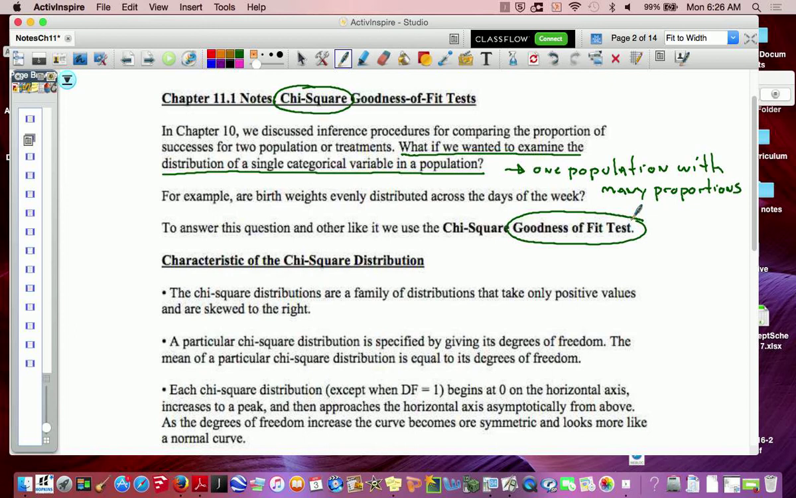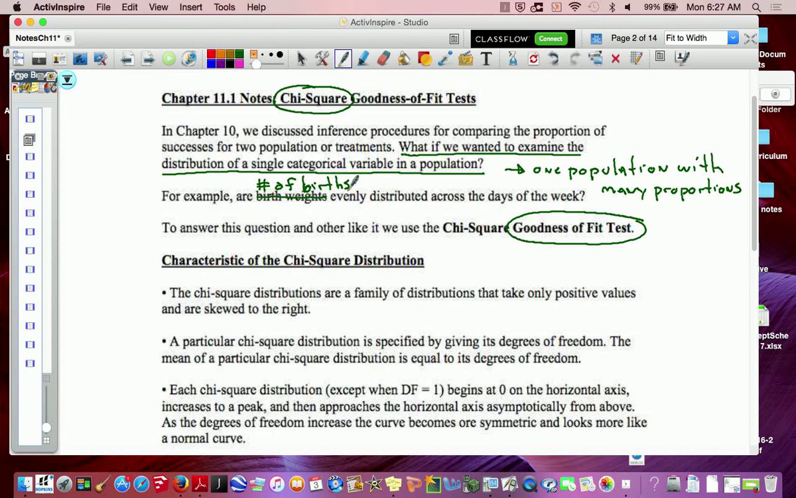So the example here says, are birth weights evenly distributed across the days of the week? The one thing I don't like about this example is weights is actually dealing with a mean. Instead of saying birth weights, maybe the number of births would be more appropriate. Because if it was evenly distributed across the days of the week, then we would expect 1/7, and that would be the proportion for each and every day. So then we could go out and collect a sample and see, is that basically the same as what we would expect? So that's what the goodness of fit test looks like.